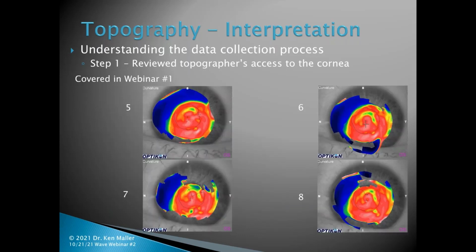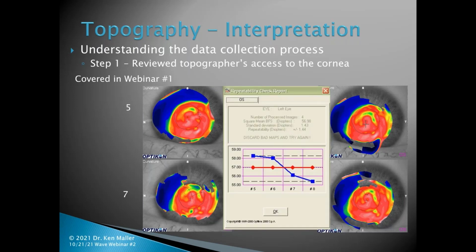This one here is an obviously very steep keratoconic eye, and you have to be very careful once you start getting very irregular eyes. Here we could see the comparison for the repeatability between all these maps. We have a difference of about 3 diopters of standard deviation on this set of topographies, and so poor repeatability means we have unreliable data.